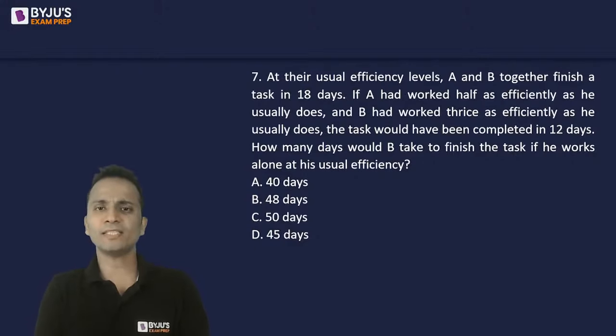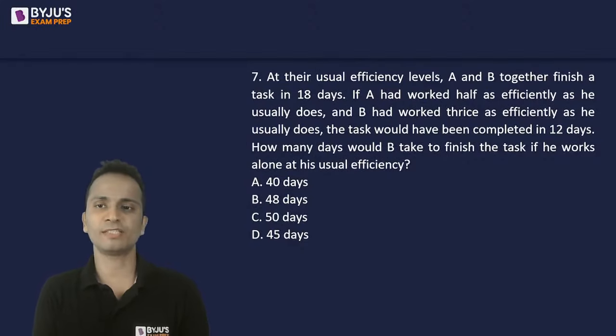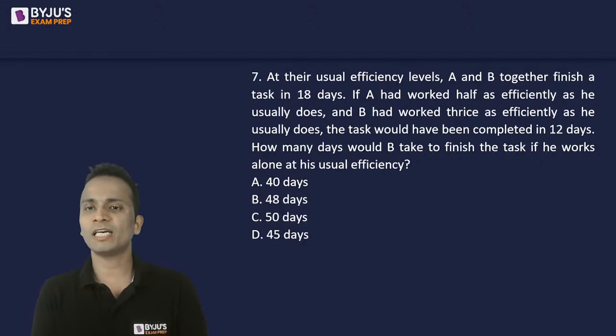Now, the question says that at their usual efficiency levels, A and B together finish a task in 18 days. If A had worked half as efficiently and B had worked thrice as efficiently, then they would have completed the task in 12 days. In how many days would B take to finish the task if he works alone at his usual efficiency?